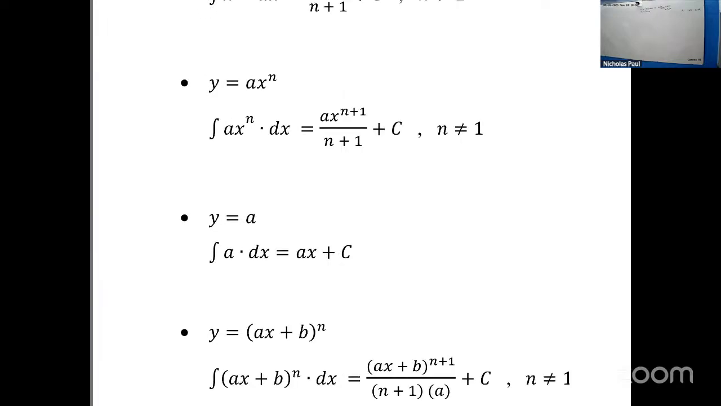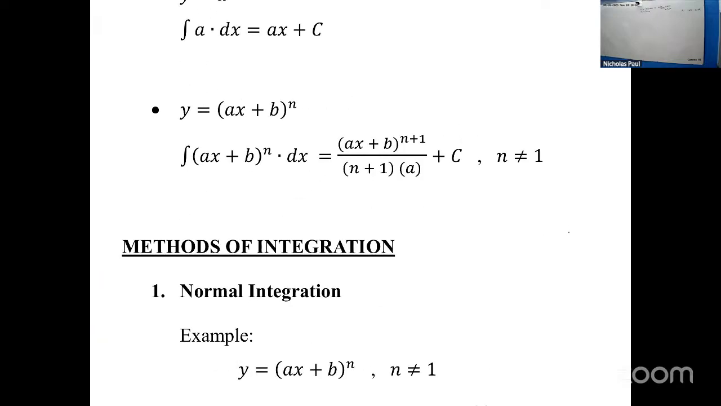Basic stuff, right? How do we integrate this one here? What are the steps again? Watch this one. Add 1 to the power, divide by the new power, and divide by the differential inside the brackets. That's okay? 3 steps, right? Add 1 to the power, divide by the new power, and divide by the differential inside the bracket. Then plus c.